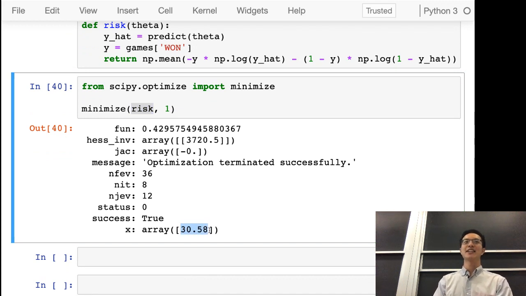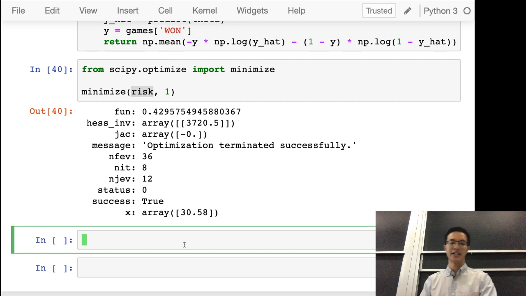So remember way back in this demo, I showed you how if I plot something times 30, we get the curve that just happens to match our data pretty well. And it turns out we get the same number here when we run gradient descent on our data. Okay, so we get here the value 30.